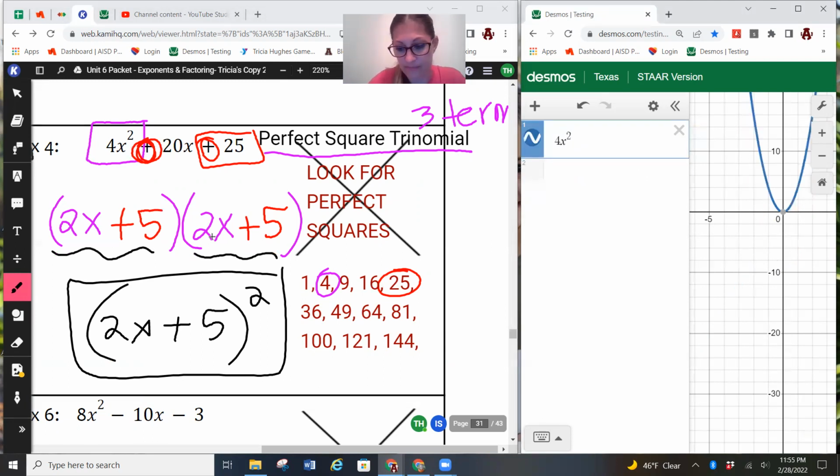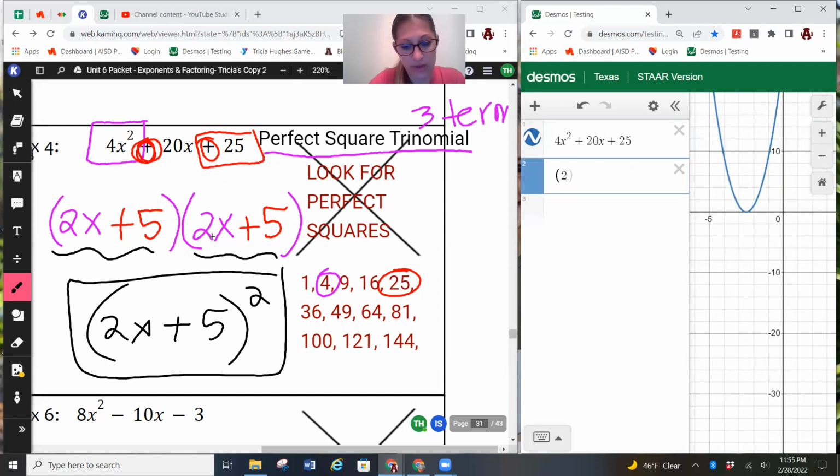4x squared plus 20x plus 25. 2x plus 5 squared. And they overlap. Okay, even if you didn't put it like that, you could still rewrite it like this. It's still going to overlap. It's the same thing. But remember on the STAR test, it will not have it in this form. It'll have it with it squared and not written twice.